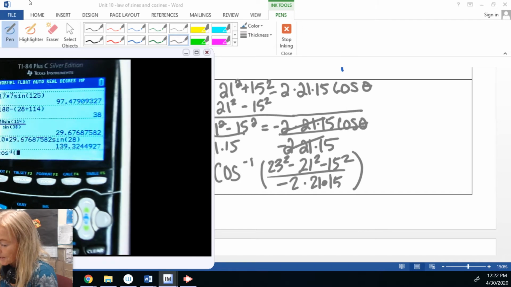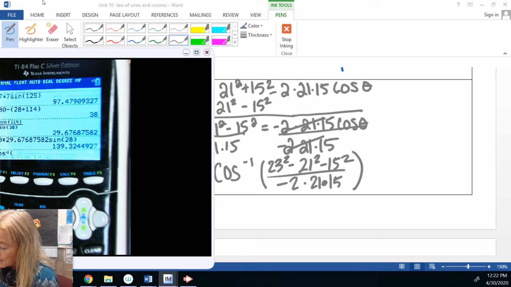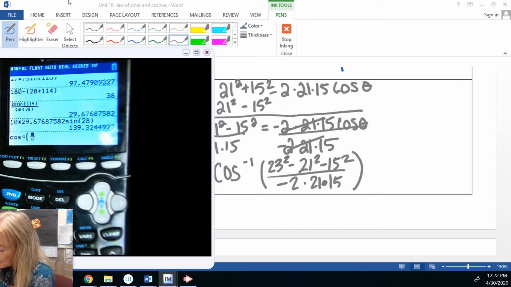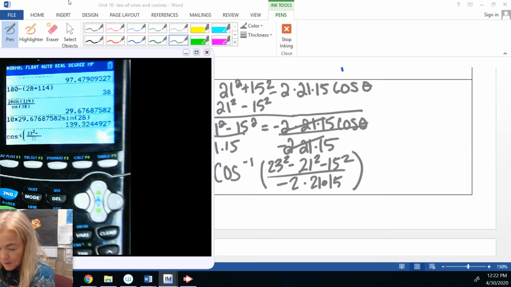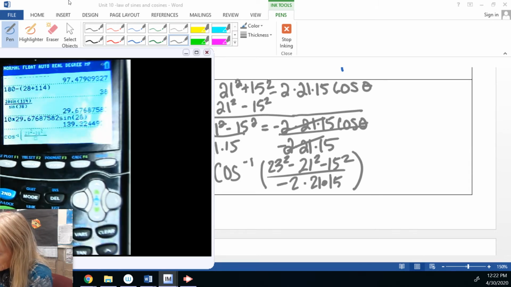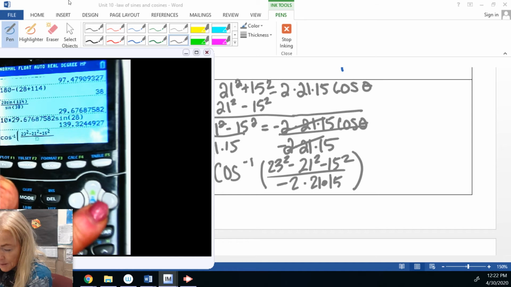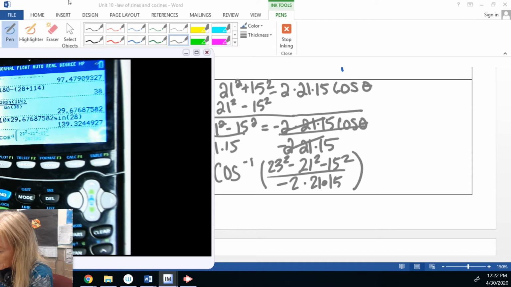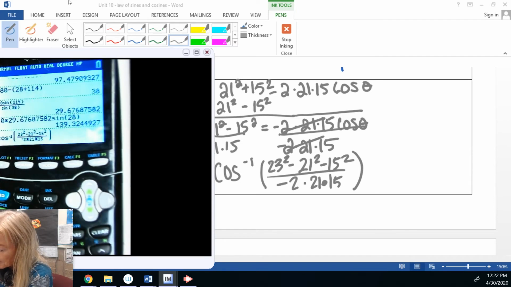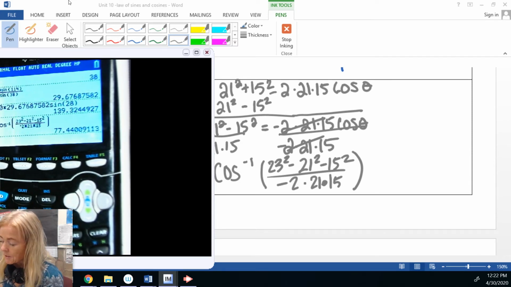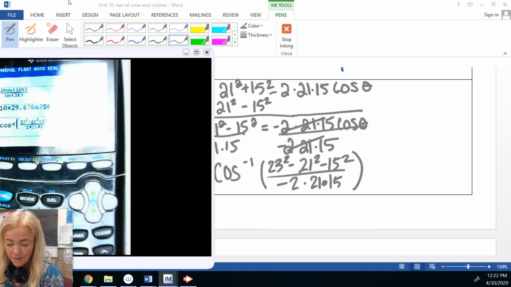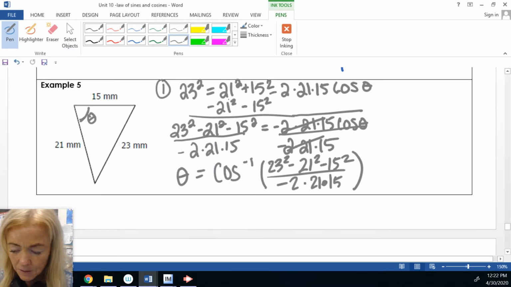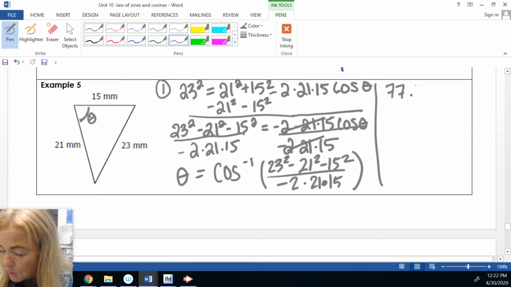So second cosine, and then put in your fraction: 23 squared minus 21 squared minus 15 squared all over negative 2 times 21 times 15. Arrow out, put in your parenthesis, and there you have it. The angle is 77.4. I would just leave that there, leave it in your calculator. So we know this angle is 77.4 degrees.